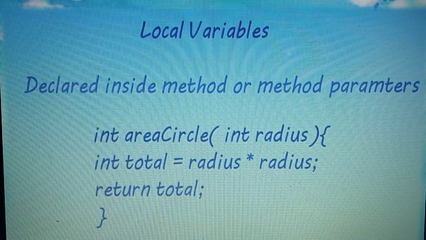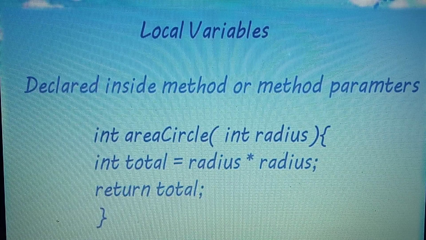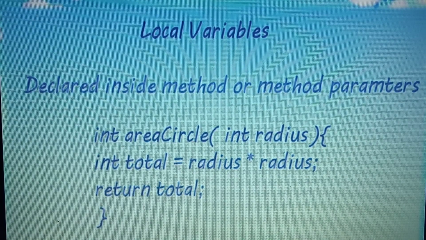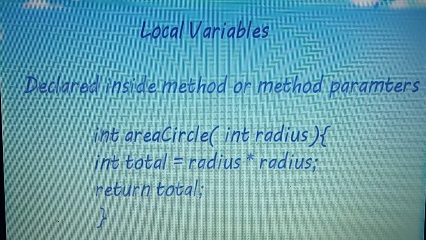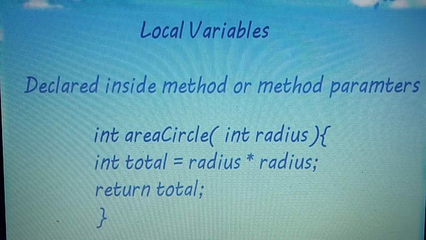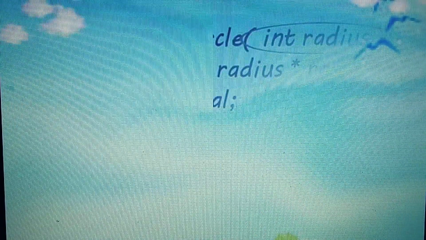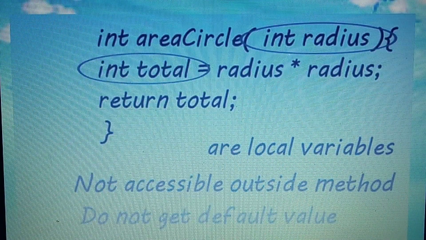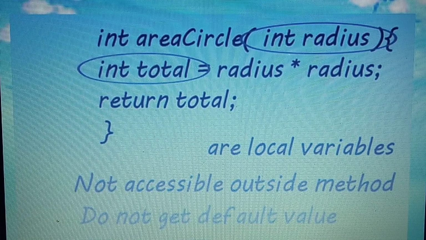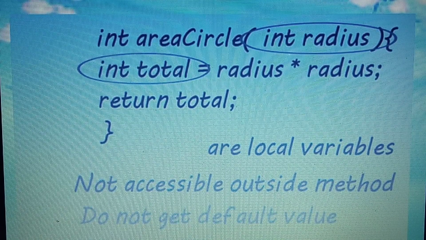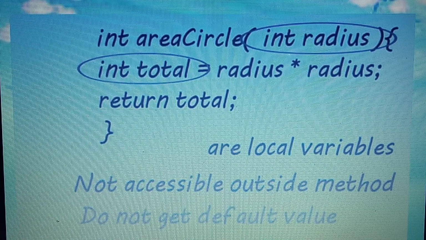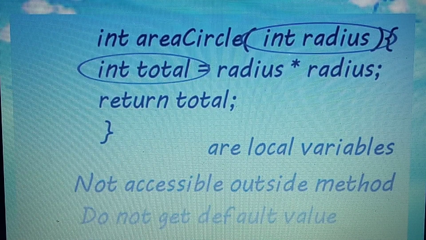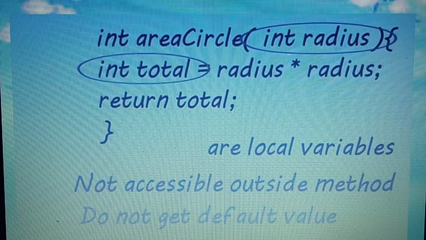Now we study the local variable. A local variable is declared inside a method or is a method parameter. For example, in this method, the parameter radius is a local variable and total is also a local variable. They are not accessible outside the method and do not get a default value.